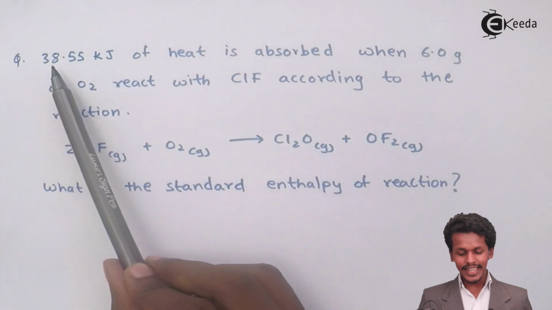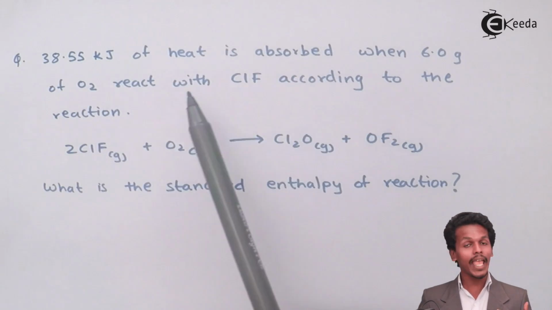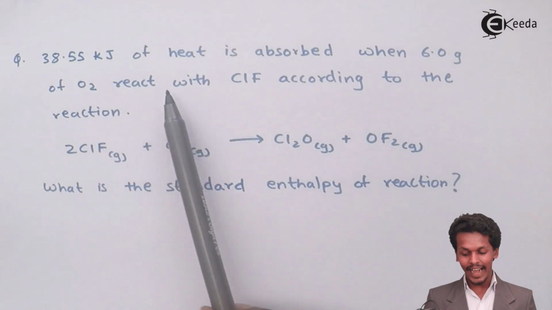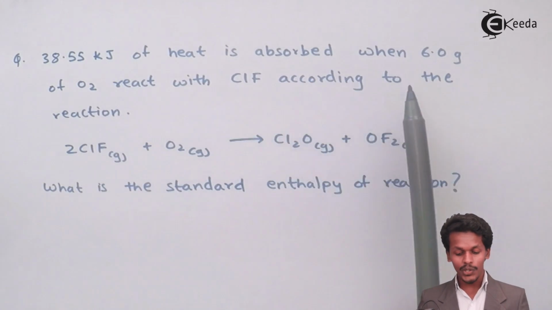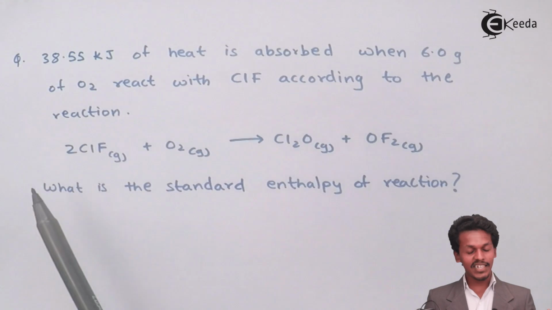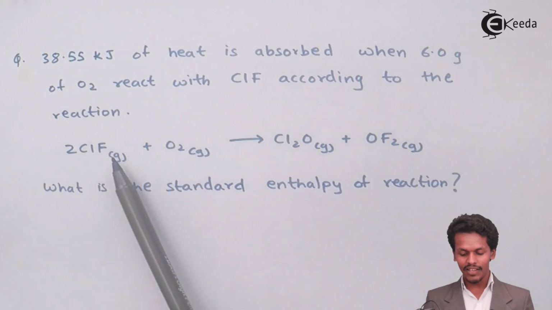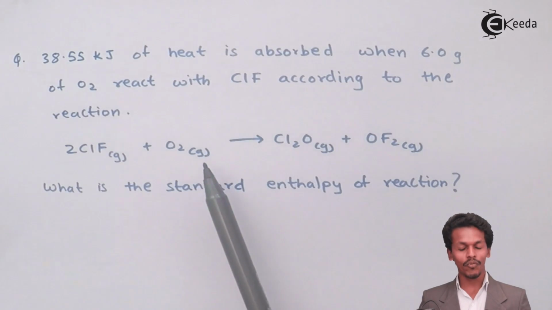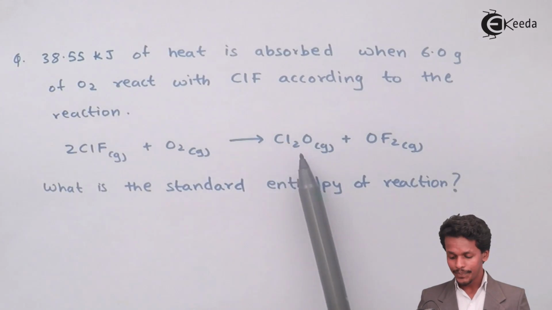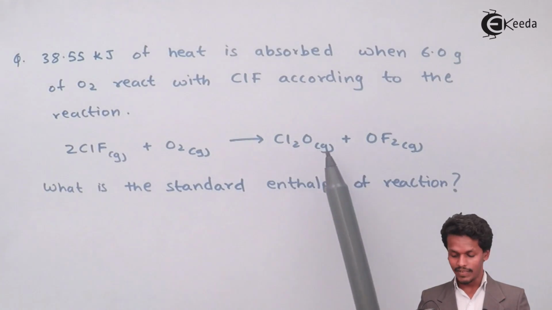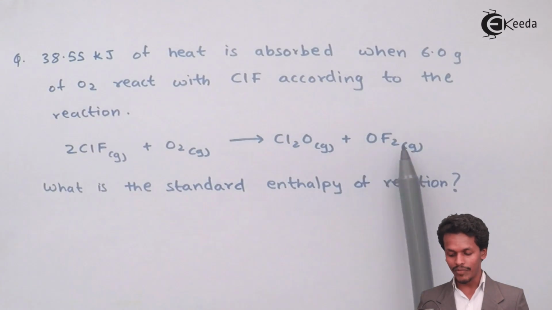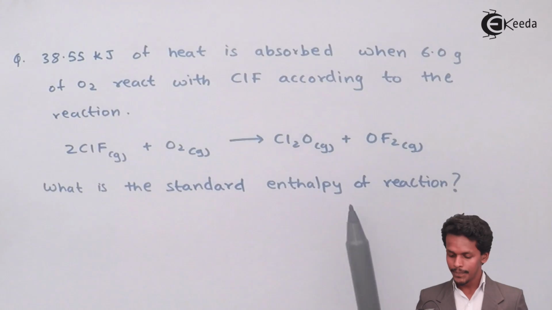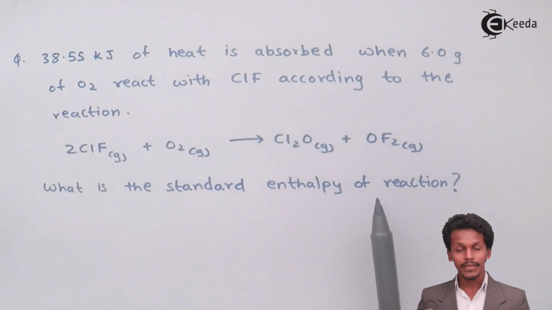They have mentioned 38.55 kilojoule of heat is absorbed when 6 gram of O2 reacts with ClF according to the reaction that we have. The reaction is 2 moles of ClF plus 1 mole of oxygen, that gives us Cl2O in gaseous form, plus OF2, and we have to calculate the standard enthalpy of the reaction.